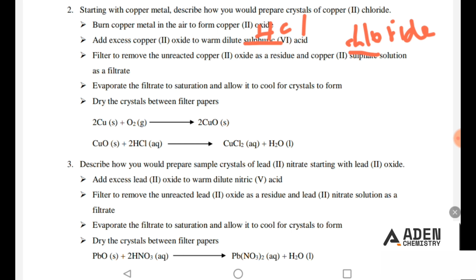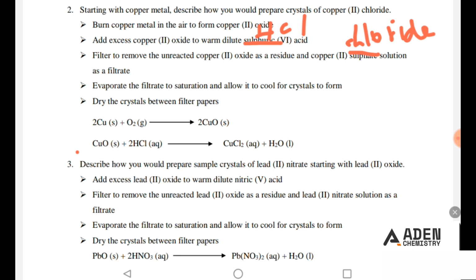To write equations to support our statements, the first one, we are going to have 2 moles of copper metal solid reacting with 1 mole of oxygen gas. What we are going to get is 2 moles of cobalto oxide solid. So the second equation is the cobalto oxide that we have obtained will be reacted with dilute 2 moles of hydrochloric acid, so that we get cobalto chloride solution, which is our soluble salt, plus water.